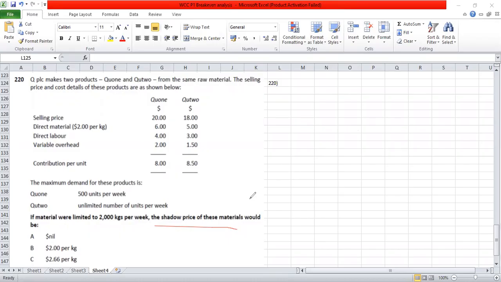The maximum demand for these products is given, and Q1 has a maximum demand of 500 units per week. So that is another restriction here. Then Q2 has an unlimited number of units per week which can be produced and sold. In such a situation, what is the shadow price?